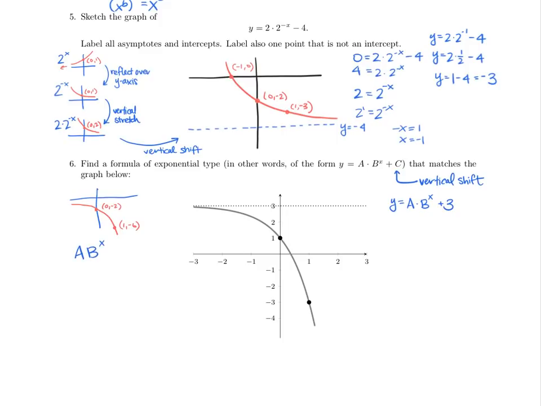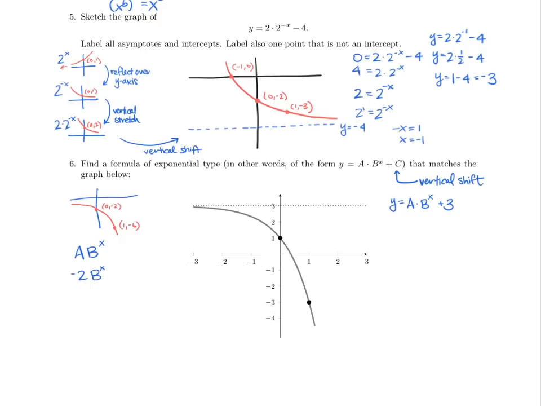So for me, this a is what's happening when x is equal to 0. Well, if x is equal to 0, b to the x is just 1, and a controls the entire function value if x is 0. So that means that a has to equal -2 in order for me to be able to plug in 0 and get out -2 right here. So that means a is equal to -2.